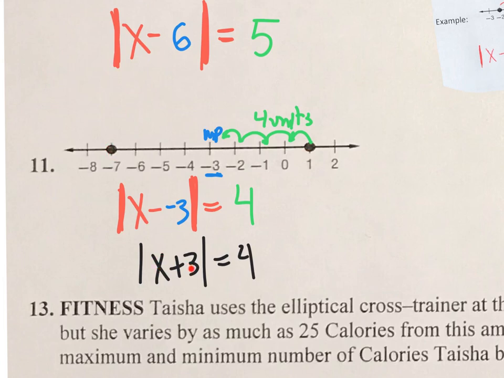-7 plus 3, it is -4, and the absolute value of -4 is 4. So -7 works. 1, if you plug in 1 right there, 1 plus 3 is 4. The absolute value of 4 is 4, so that one works. So you see how this equation actually produces these answers?